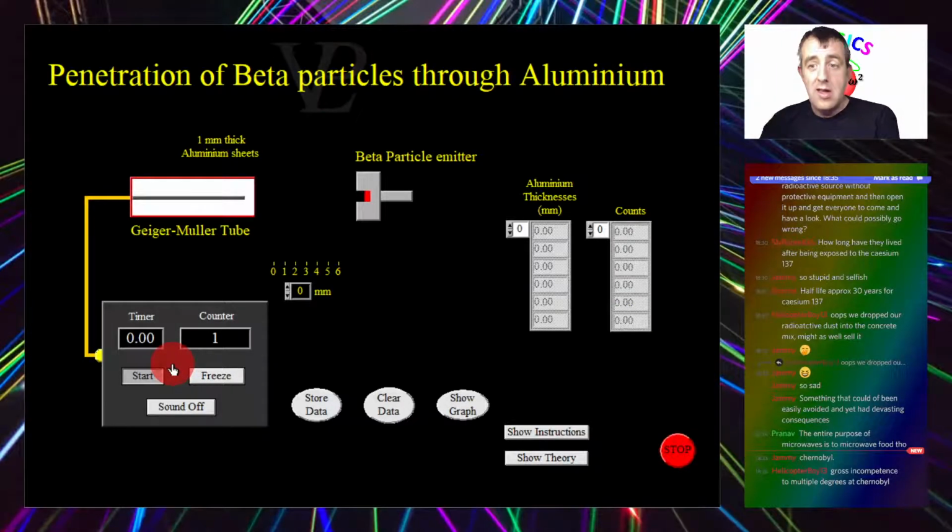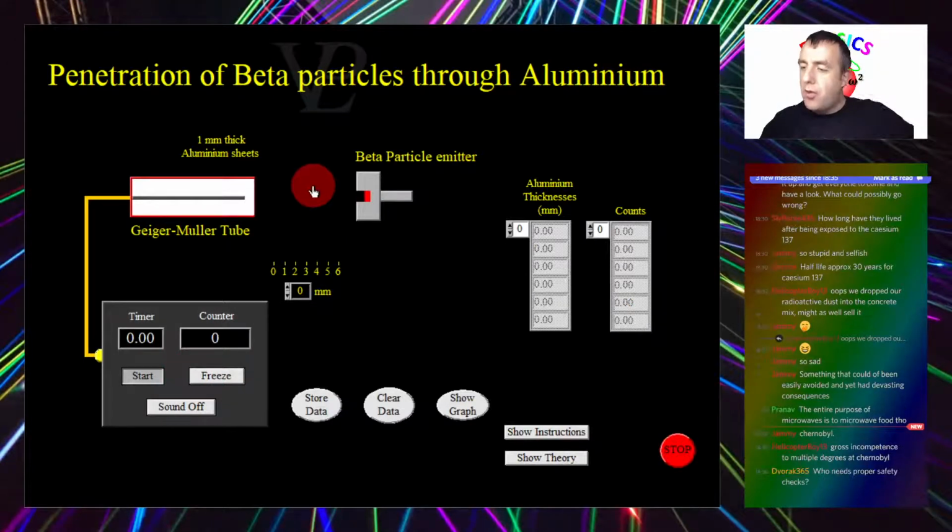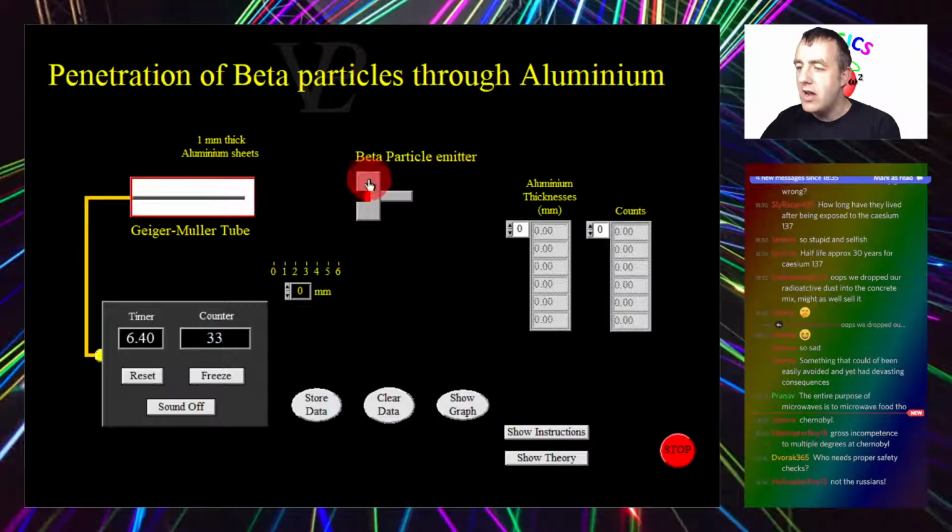Anyway, let's start with nothing blocking the radioactive source. So I'm going to press go. And you can see the counter is measuring that there are particles of beta radiation getting from the source into the counter. How long should I do this for? What do you reckon? I mean, really, we should do it for 2 minutes, but I don't want to sit here staring at this for 2 minutes. So should we just do it for 30 seconds?